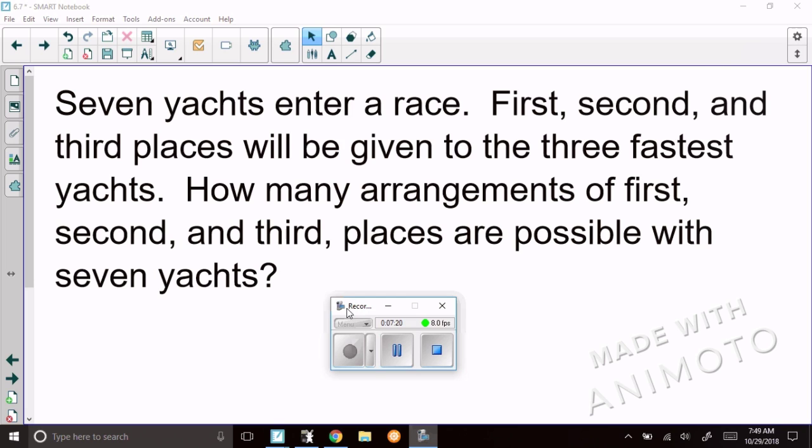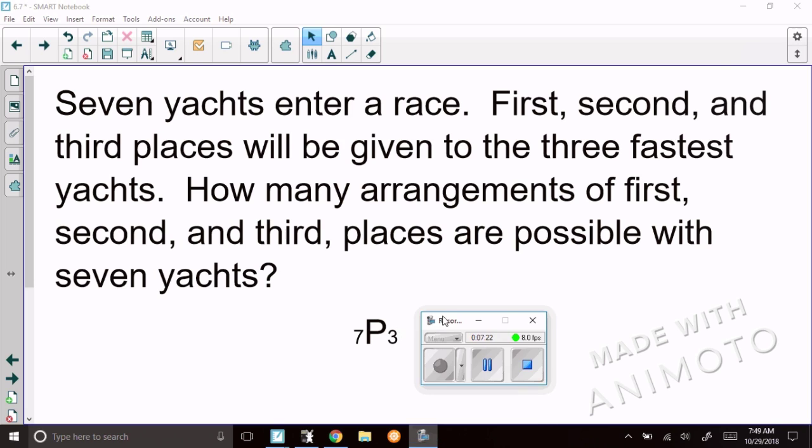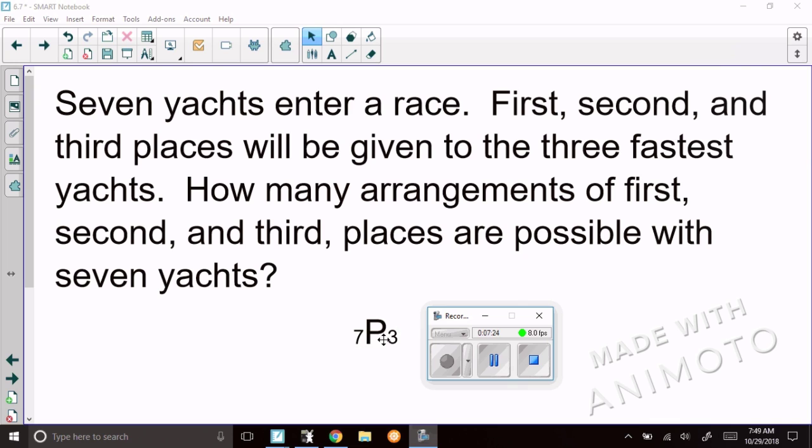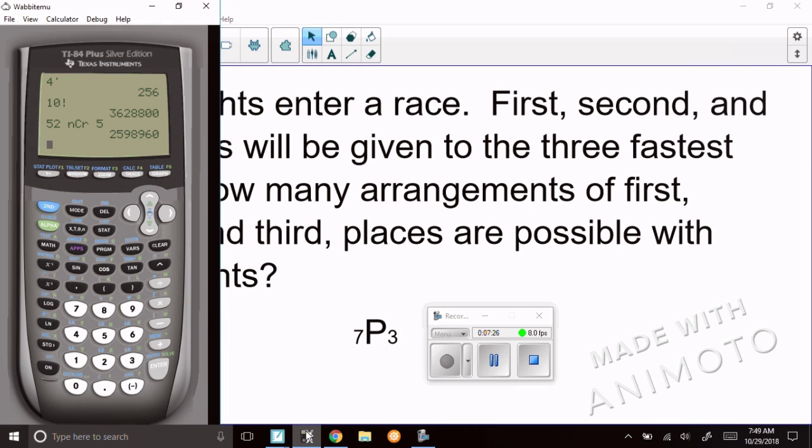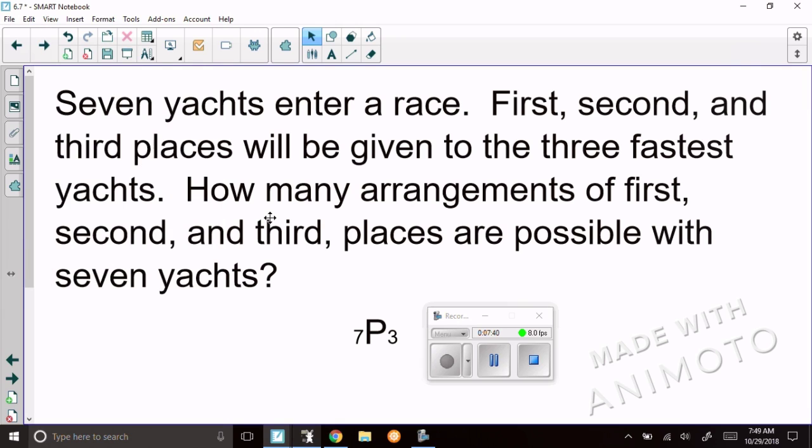So there are 7 yachts and 3 places. We're going to figure out how many orderings that is. So it's 7 permutation 3. And again, there's a fancy button for that. We hit 7, math, probability, option 2 is permutation. So 7P3, and we get 210. So there are 210 possible ways for those 7 yachts to finish first, second, and third.